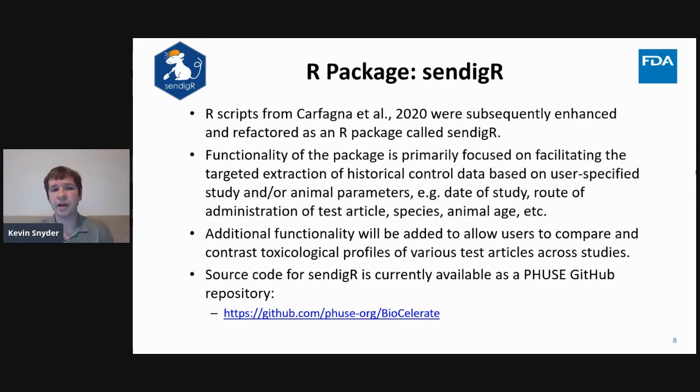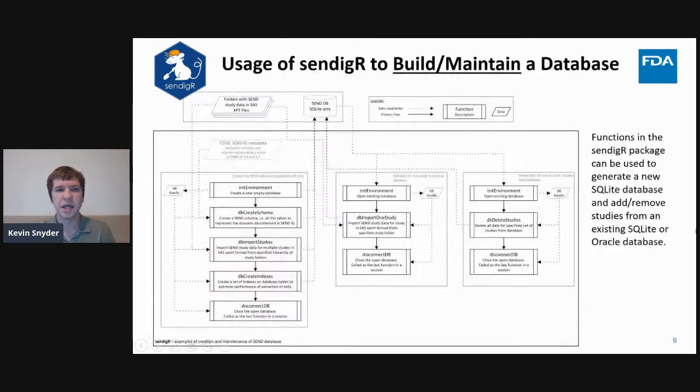Right now, the functionality of the package is focused mostly on this use case of historical control data analysis. However, we do plan to add additional functionality as we explore other use cases. We'll add functions that will facilitate those use cases, such as comparing and contrasting toxicological profiles, or looking for off-target effects. All the source code for that original manuscript and the R package is available on the PHUSE GitHub repository under the BioCelerate project.